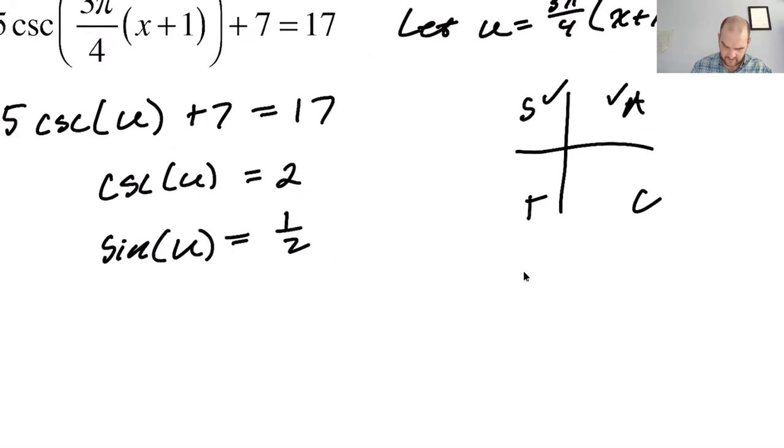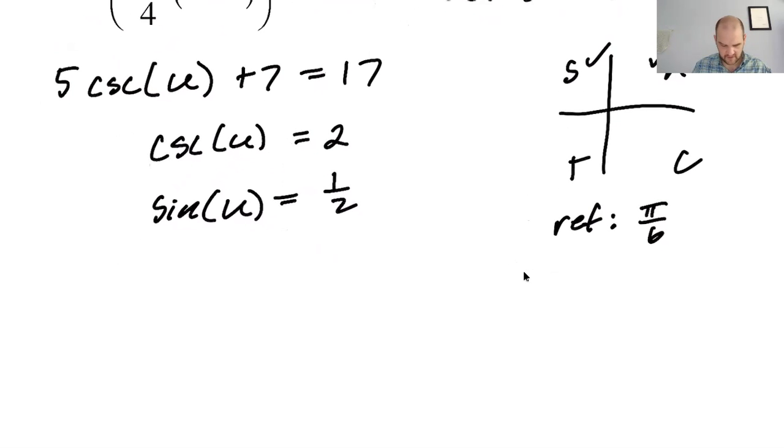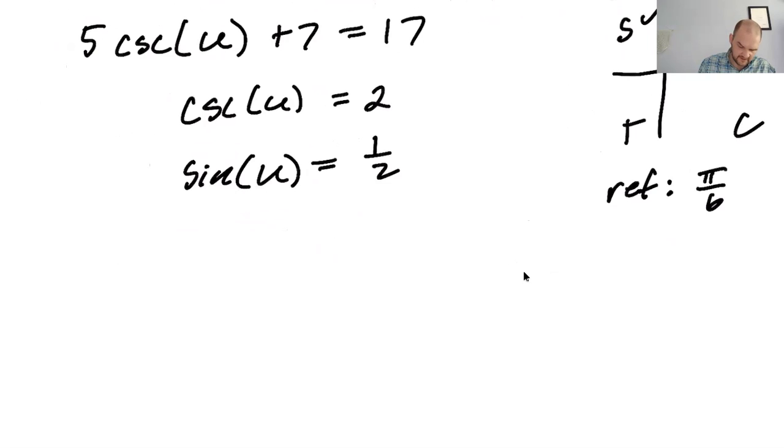So we know our reference angle is pi over 6. And so we know the angles are going to be pi over 6 and 5 pi over 6. So u is pi over 6 plus 2 pi n.